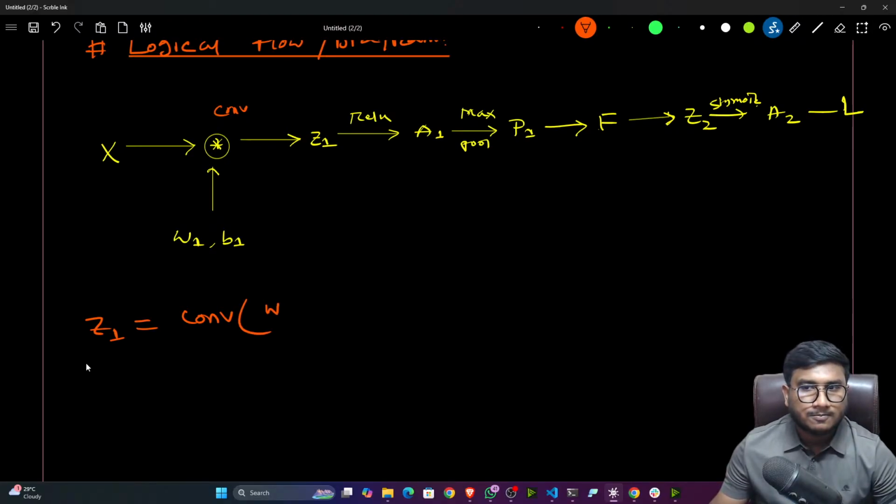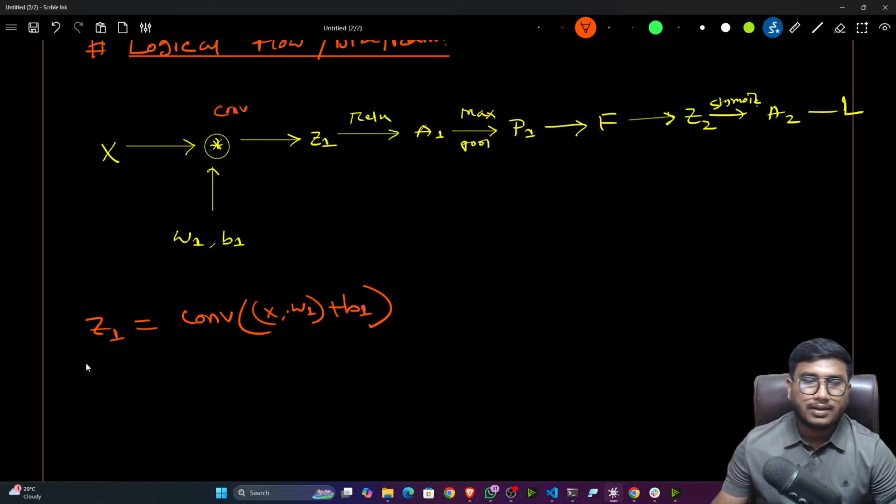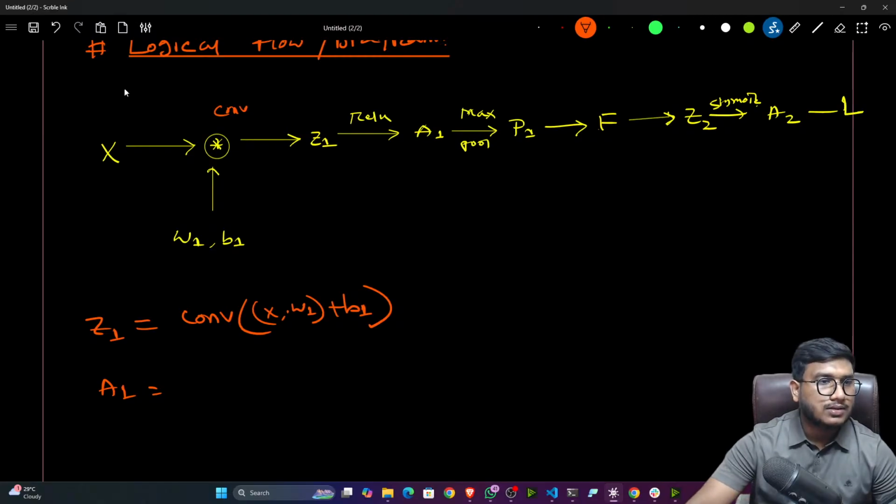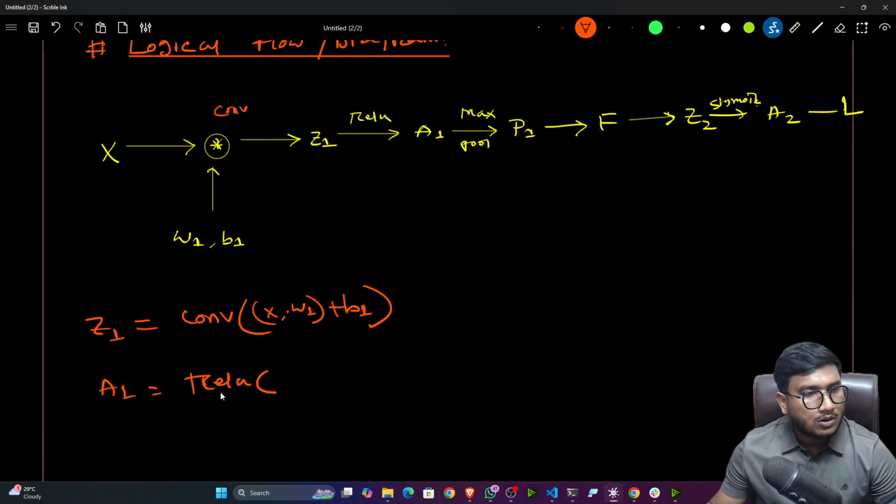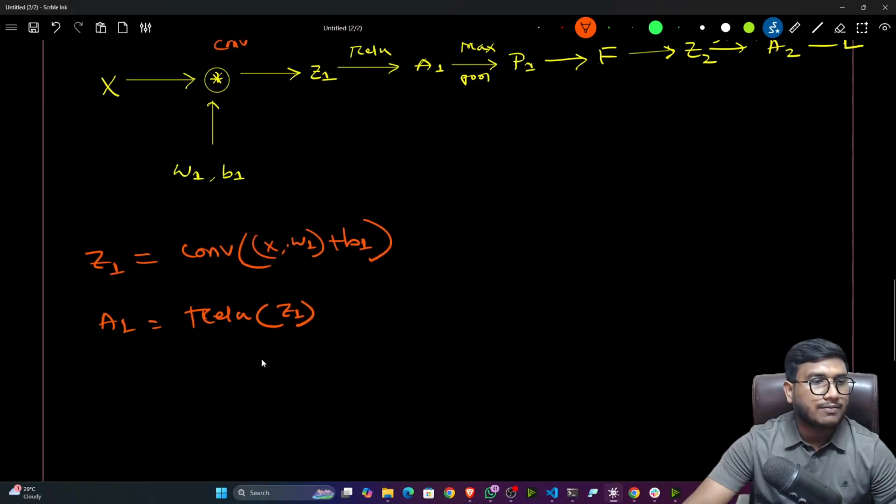So W1. First of all, you have the input image X, then you are using W1, multiplying it, then you are adding the bias B1. Got it? So this is nothing but your Z1. Now let's understand how A1 is coming. You are applying ReLU on top of Z1. So this is nothing but my A1.